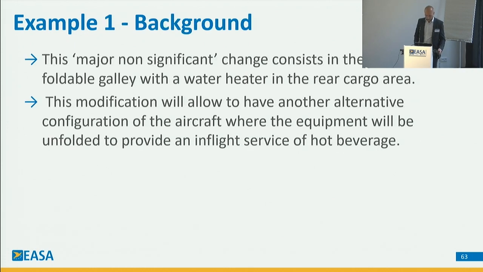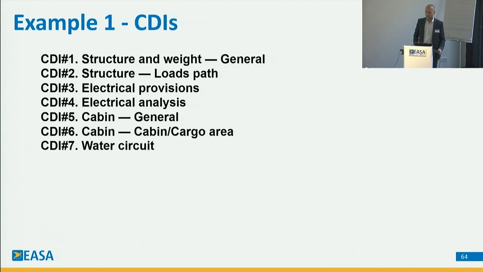So the first case is a major non-significant change consisting of installation of a foldable galley with a water heater in the rear cargo area. It will allow another alternative configuration of the aircraft where the equipment will be unfolded to provide in-flight service of hot beverage. Interesting. So in this case, the company made a proposal of 7 CDIs. You can read them with me. So structure and weight is the first one. The second is steel structure, loads path, electrical provision, electrical analysis, cabin general, cabin cargo area, water circuit.